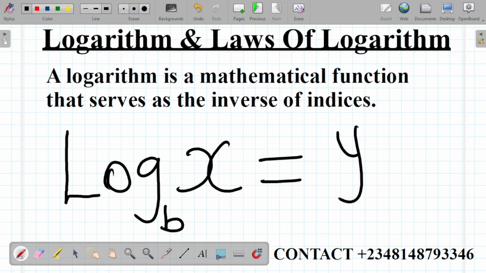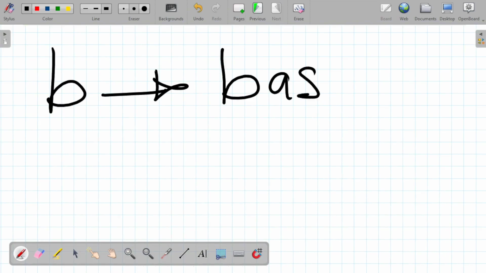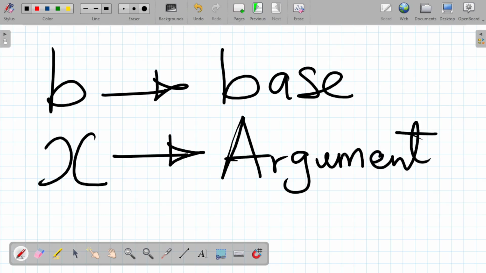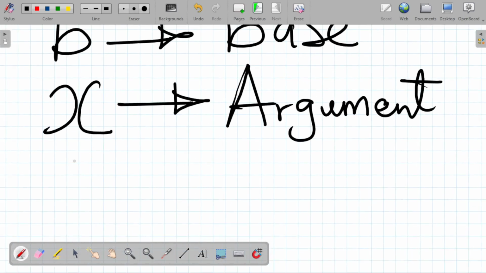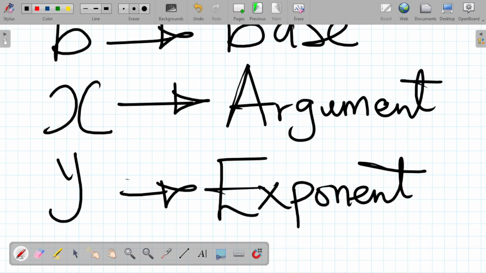So if we have log x to base b equal to y, what is x, b, and y? b is the base, x is the argument, and then y is the exponent. You can call it either exponent or index.